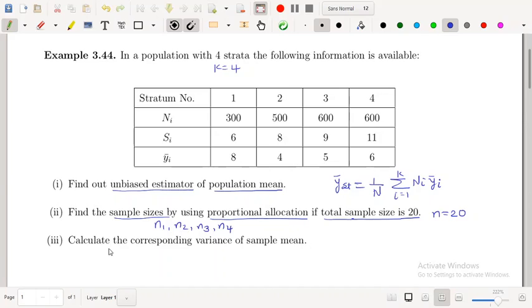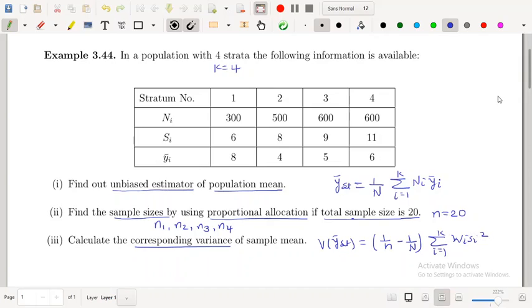Third one is, calculate the corresponding variance of sample mean. Now corresponding variance means under proportional allocation, calculate the value of variance of sample mean. Means actually we want to find the variance of y bar st. And in proportional allocation, in the last lecture we had seen the formula is like this: 1 upon small n minus 1 upon capital N summation i running from 1 to k Wi Si square. Alright.